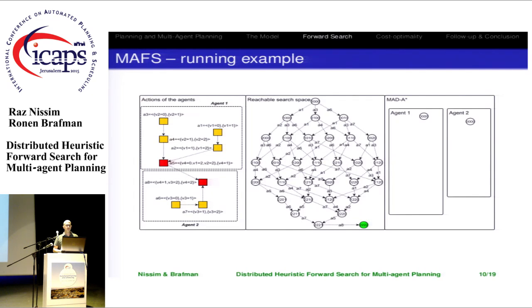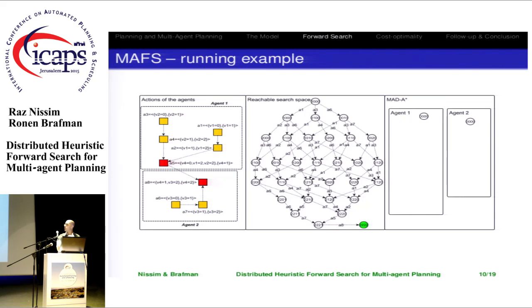And I'll go quickly to show you this example. On the left-hand side, you have the action graph. Yellow means private action, red means public action, and the edges correspond to dependencies of these actions. In the middle, you can see the reachable search space, and on the right-hand side, you can see the distributed search space, one for each agent.